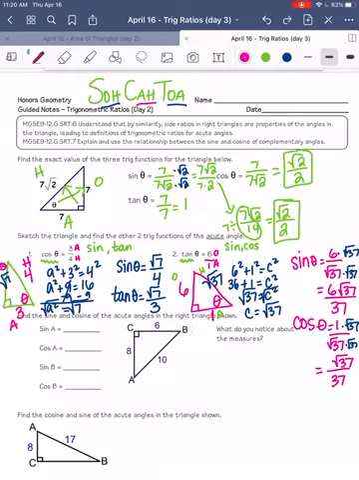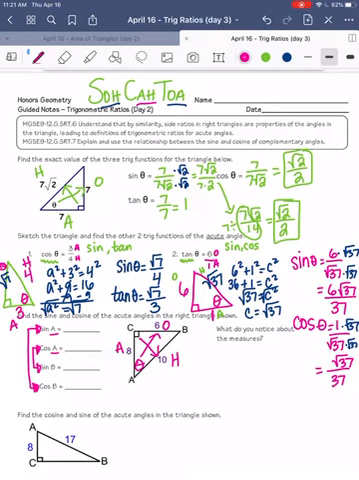Okay? And it says, what do you notice about the measures? I hope you already know we should be noticing that the sine of A is going to be the same as the cosine of B. Remember how we said the sine of one and the cosine of the other should be equal, and then vice versa. The cosine of one and the sine of the other should be equal. All right, so let's put theta at A, because that's what we're talking about first here. And then let's label O, because it's across from, H, because it's across from, and then A.